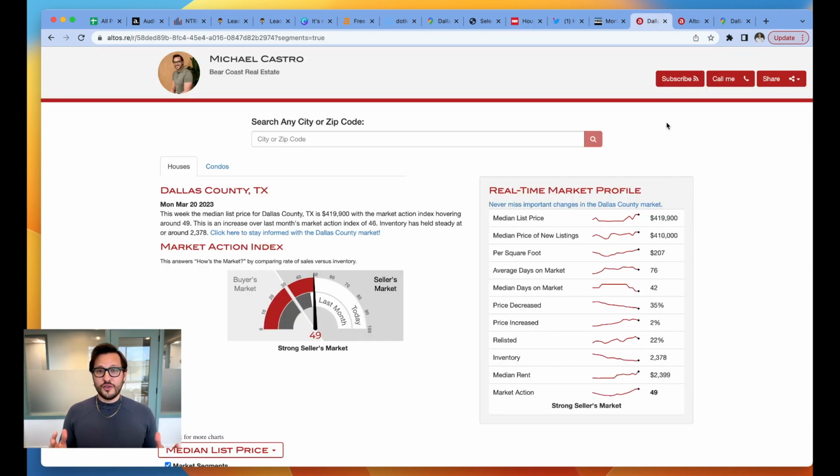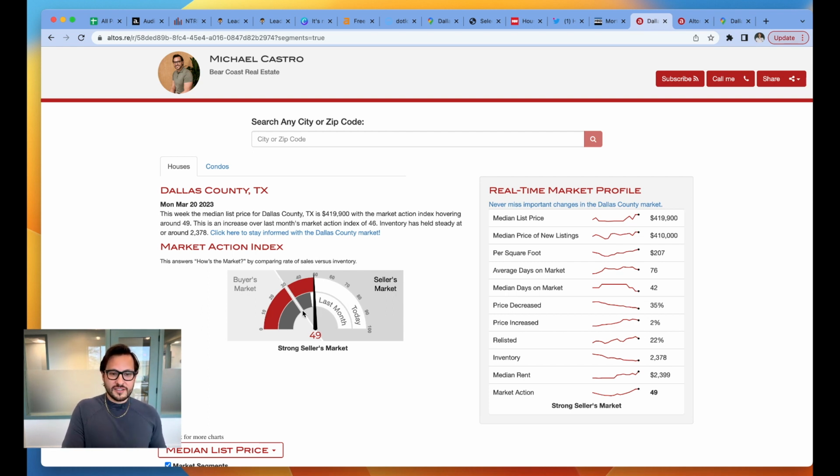All right, moving on to the overall picture of Dallas County. This is something you need to familiarize yourself with if you're gonna watch my videos. This is the Market Action Index, and it's just this box. This is an easy graphic that covers all of this real-time data over here on the right, and just puts it in a simple image that says how much of a seller's market it is.